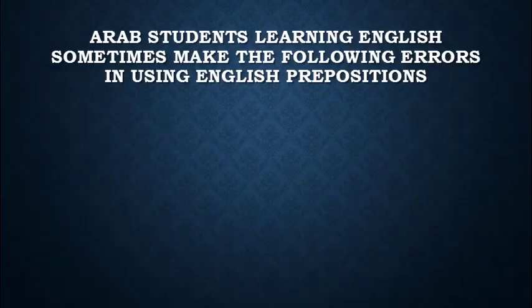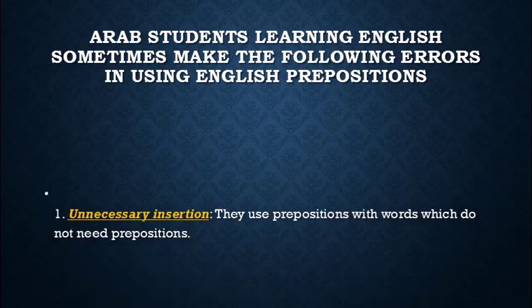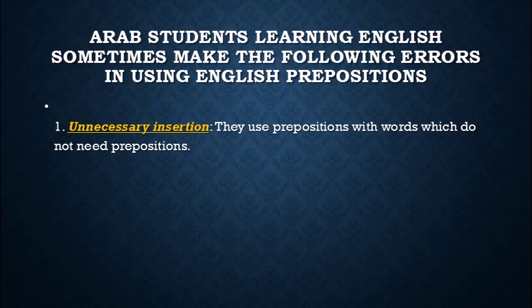Alright, here we have: Arab students learning English sometimes make the following errors in using English prepositions. So what are these kinds of errors? We've mentioned the preposition "in", and we said "interested in". Remember, we will say "interested with" because in Arabic, "with" is equivalent to "bi", and we say أنا مهتم بي. So we automatically use "with", and this is an error. We should use "in". Okay, so this is one example.